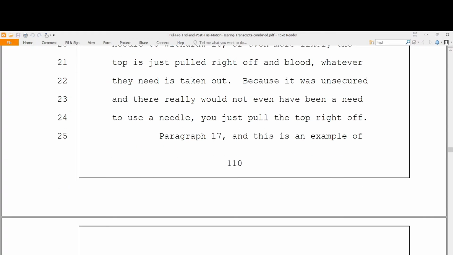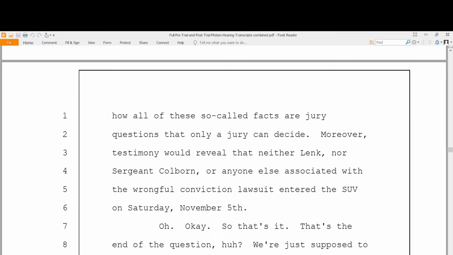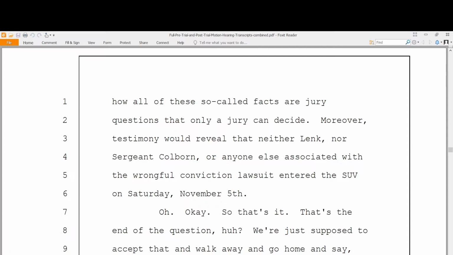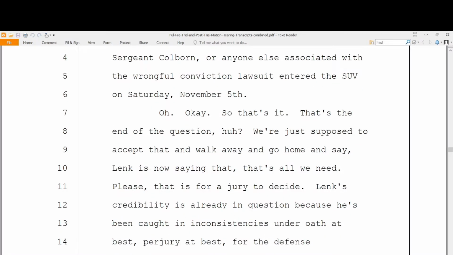Paragraph 17, and this is an example of how all these so-called facts are jury questions that only a jury can decide. Moreover, testimony would reveal that neither Lenk nor Sergeant Colborn or anyone else associated with the wrongful conviction lawsuit entered the SUV on Saturday, November 5th. Oh, okay, so that's it. That's the end of the question, huh?